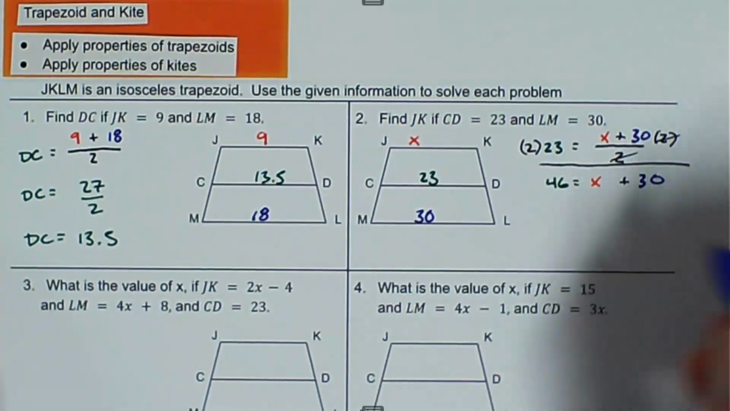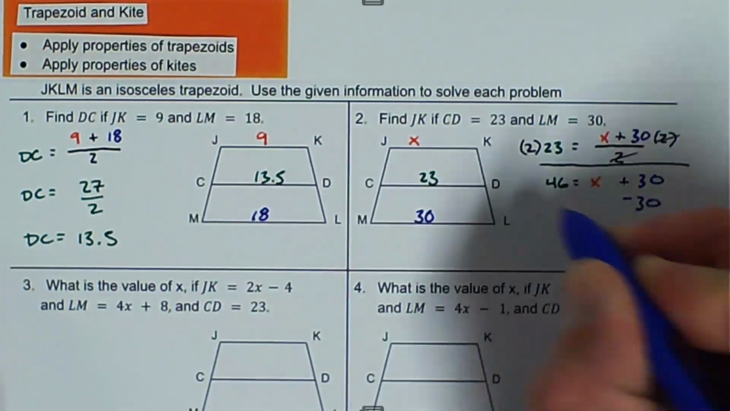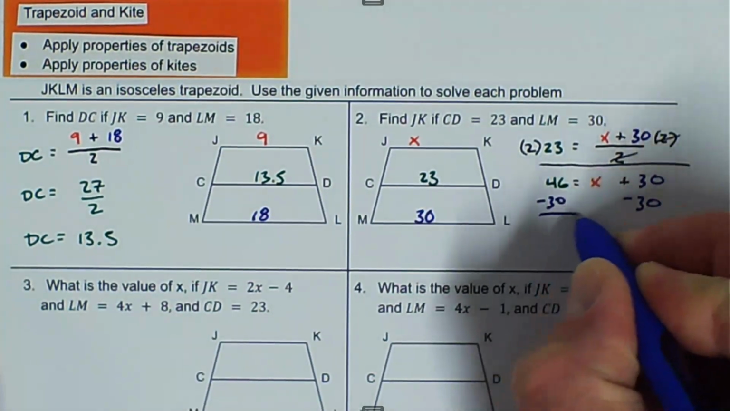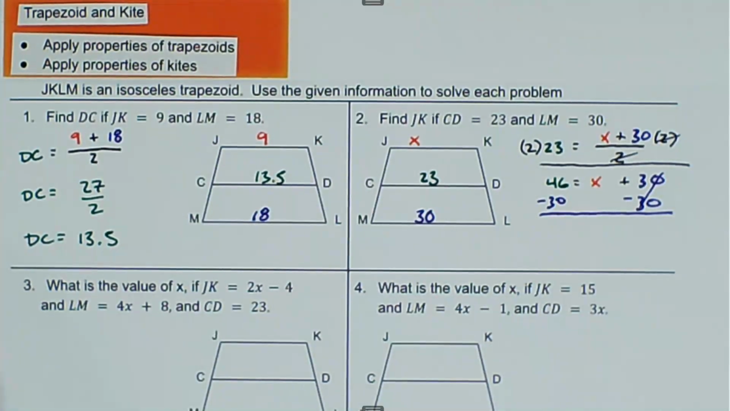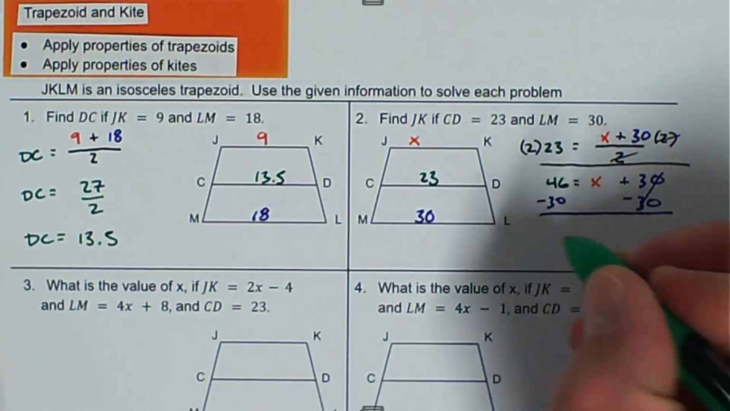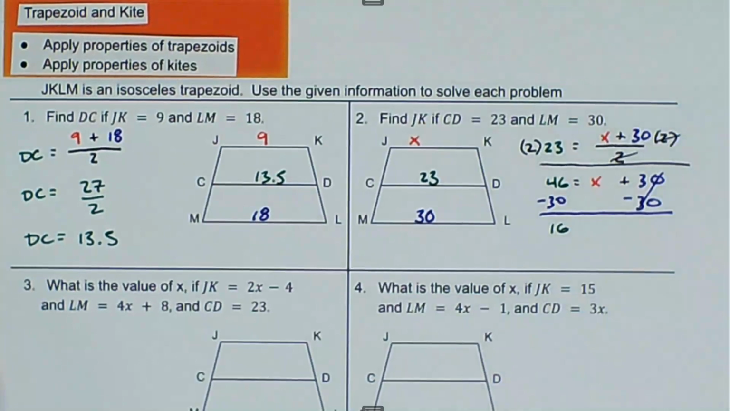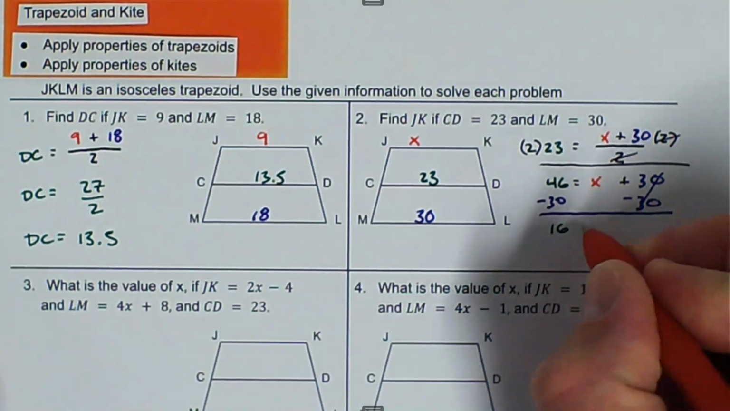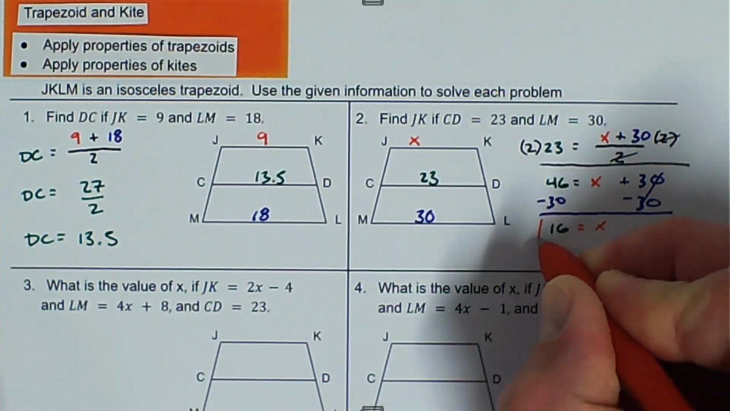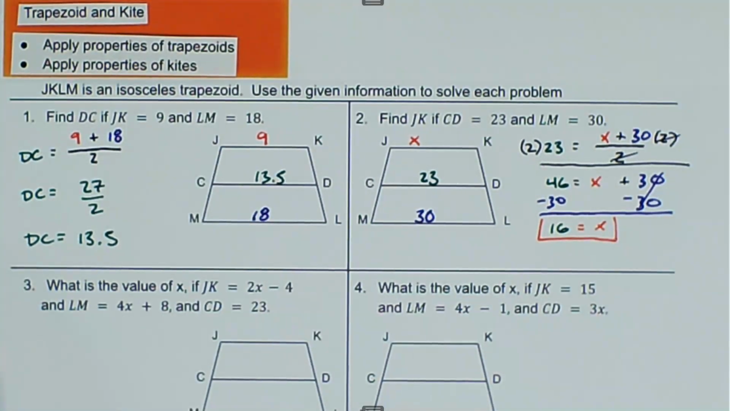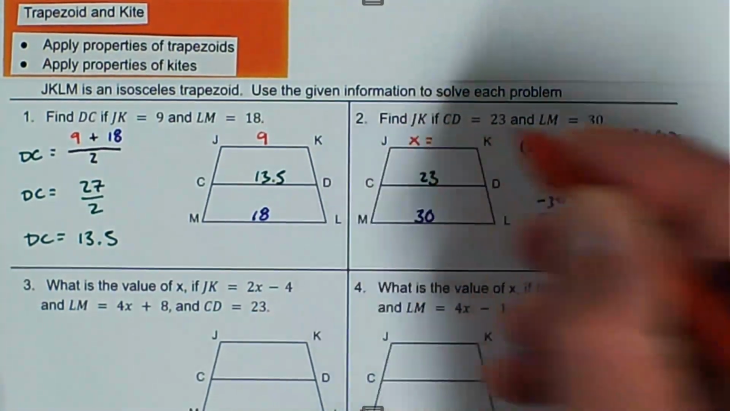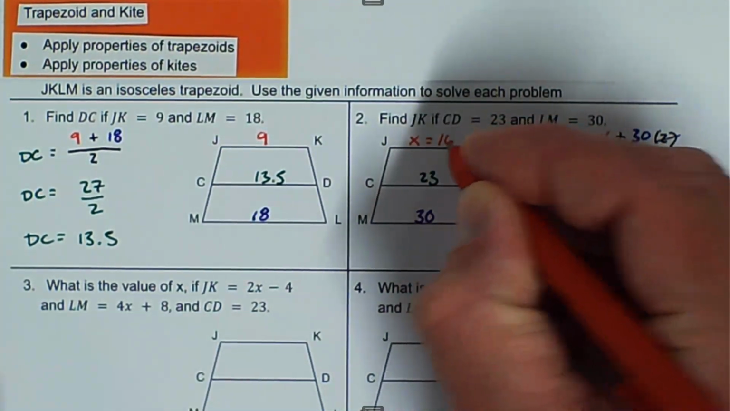Now we want to get X by itself, so we're going to subtract 30 from both sides of the equal sign. And we are going to be left with 16 is equal to X. So JK is equal to 16.